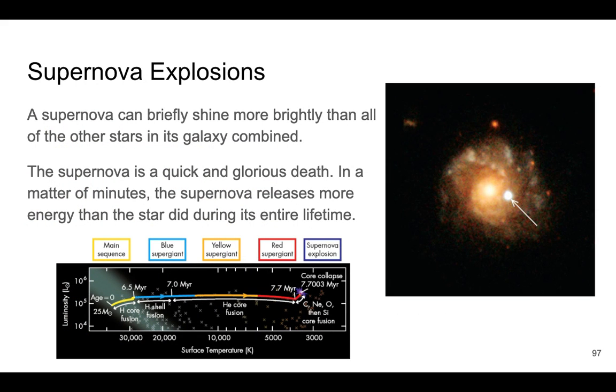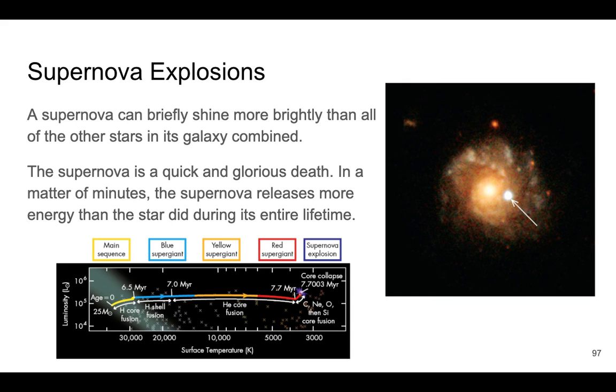So supernovas are crazy, crazy bright. A supernova can briefly shine more brightly than all of the other stars in its galaxy combined. So we may have hundreds of millions of stars in a galaxy, and all of those stars make a very bright galaxy. And then one of them goes supernova, and that one star is brighter than all of the 100 million other stars in its galaxy. So in the book's words, the supernova is a quick and glorious death. So a little bit dark, but it does go out in a blaze of glory.